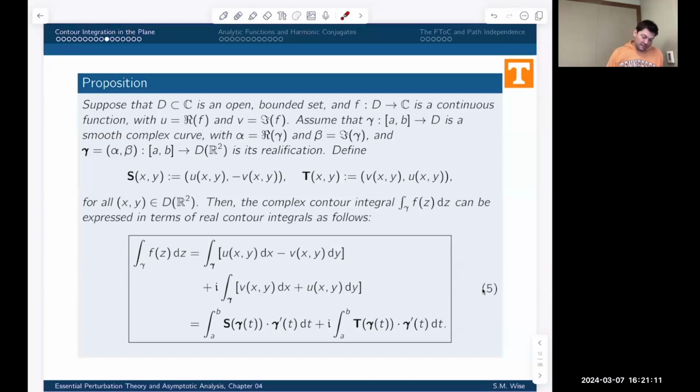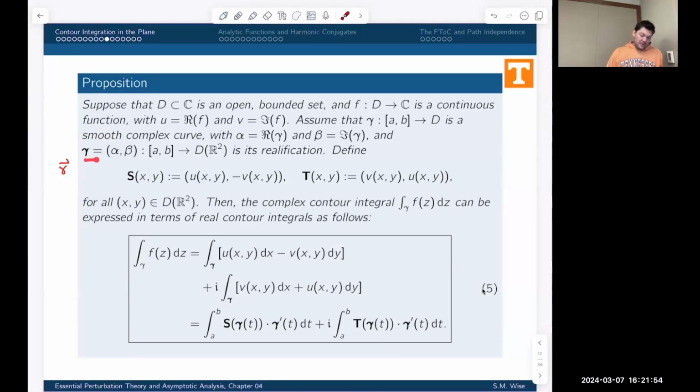Suppose that D is an open set in the complex plane and F is a continuous function from D to C with real part U and imaginary part V. Suppose that gamma is a complex contour. We'll make it smooth to make things simple. Suppose that alpha is the real part of gamma and beta is the imaginary part of gamma. And this is bolded. So by the way, on paper, I'll write this as gamma with an arrow above it. But in the typeset, I use a boldface. So boldface simply means vector.